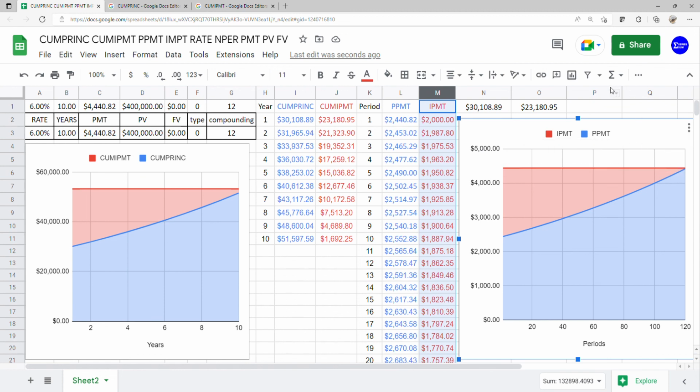This concludes the use of the spreadsheet for CUMPRINC, CUMIPMT, PPMT, IPMT, the rates, the number of years or NPER, PMT, present value, and future value.